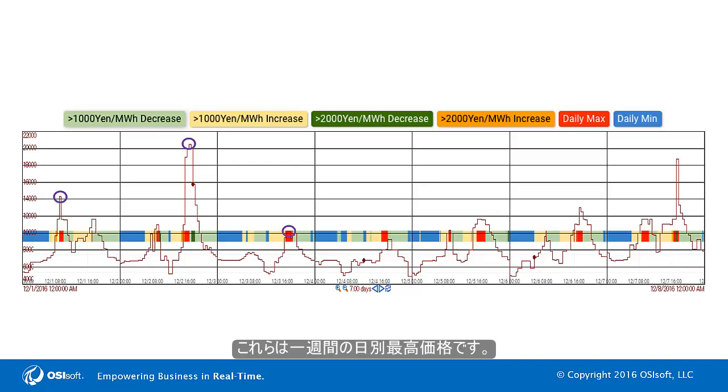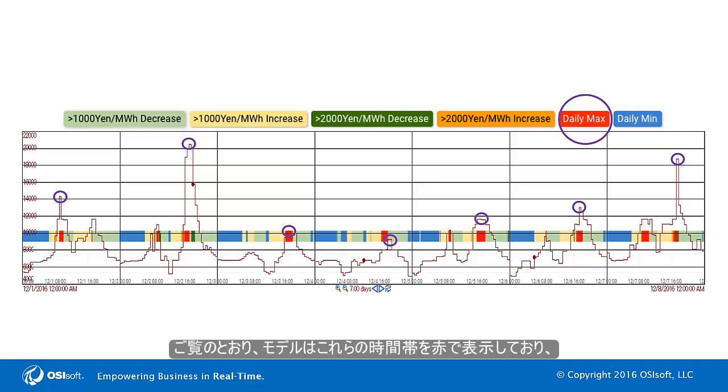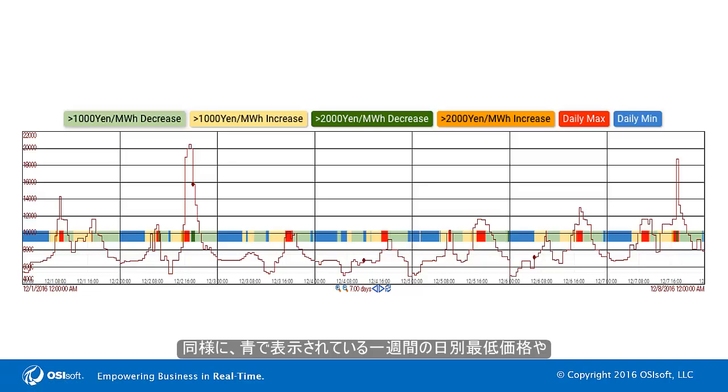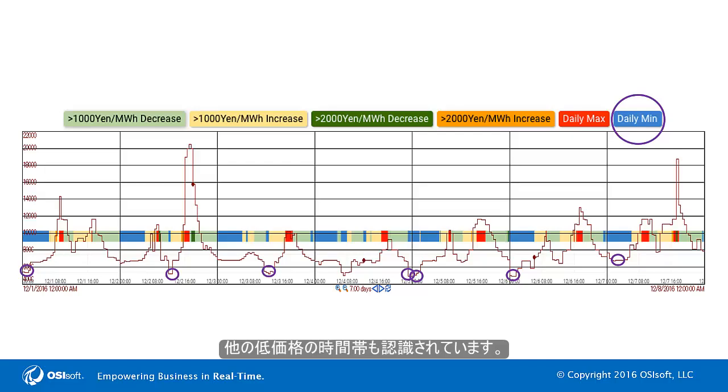Here are all the maximum daily price points over the week. As you can see, the model has successfully labeled all these points as the daily max, signified by the red label, as well as other relatively high price points through the days. Similarly, the model was able to recognize the minimum daily price points throughout the week, signified by the blue label, as well as other relatively low troughs.